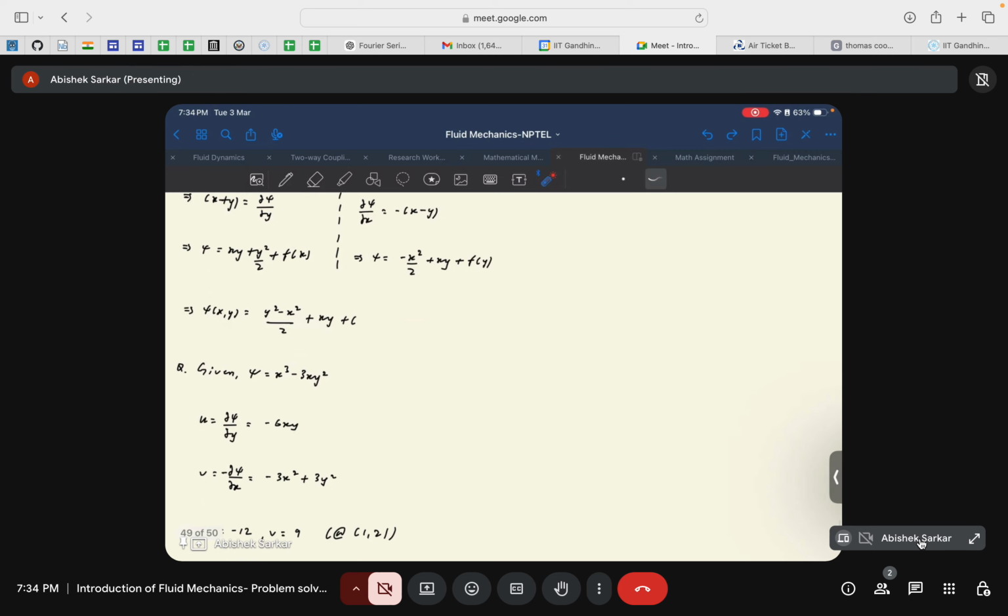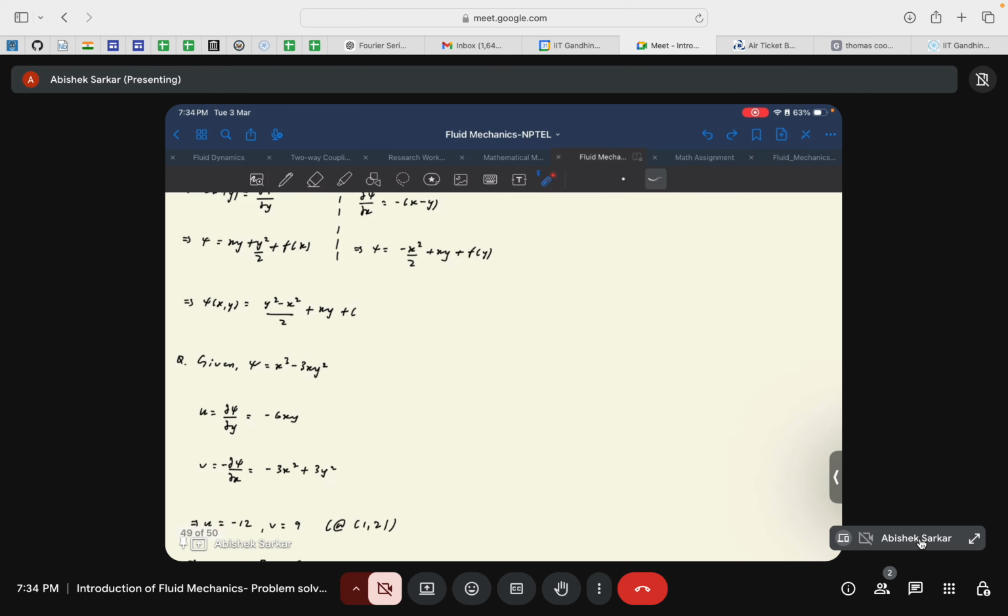Okay, I think it will come from practice, but I think you get what I wanted to say, right? Just compare these two functions. Whatever is missing would be the one that you have to add in the equation. So from this you will get psi xy is equal to y square minus x square by 2 plus xy plus some constant c.